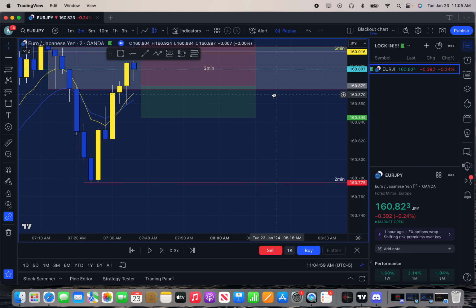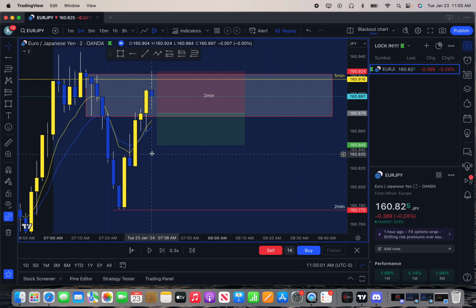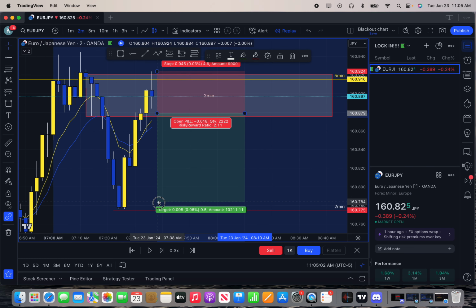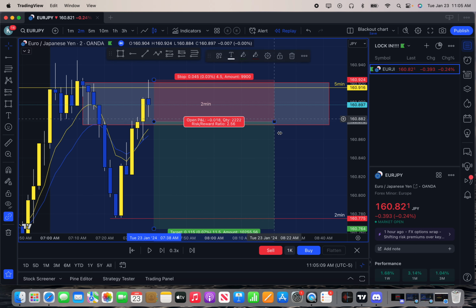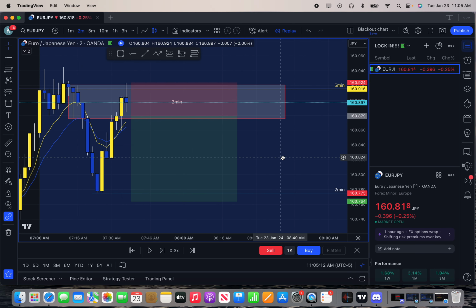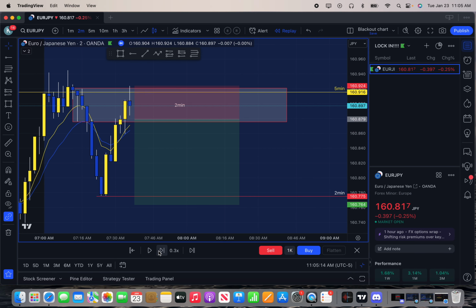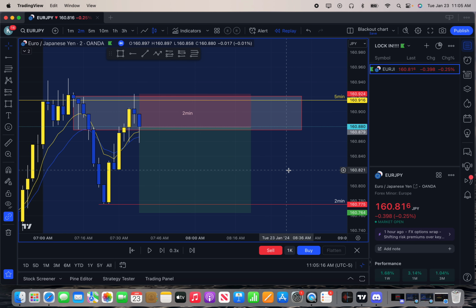4.5. This was my first move of today. Stop loss would have been 11.5. All right. Let's see. Boom. We get entered into this trade.